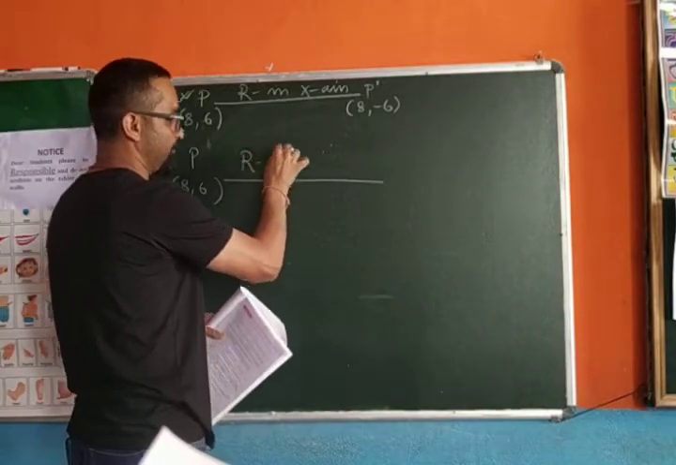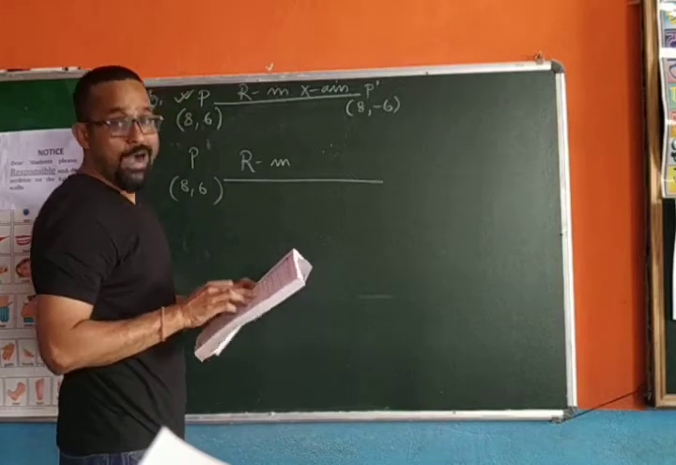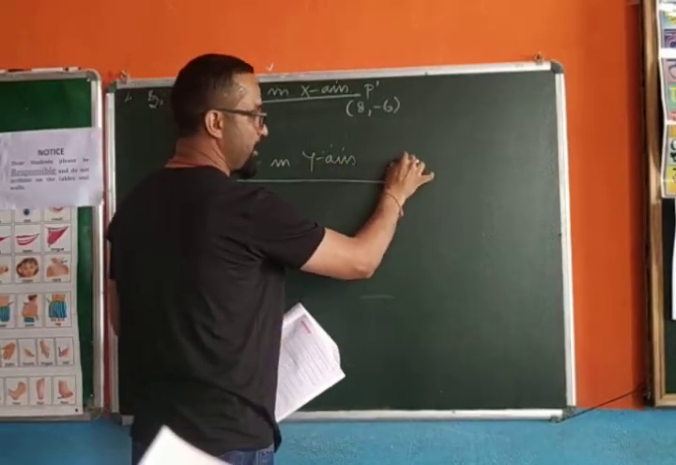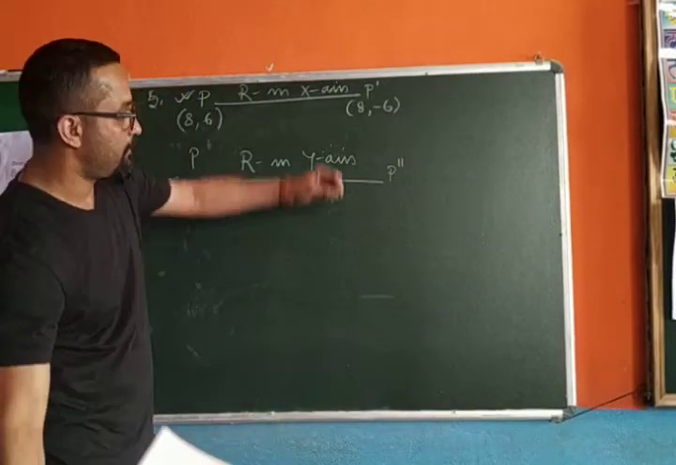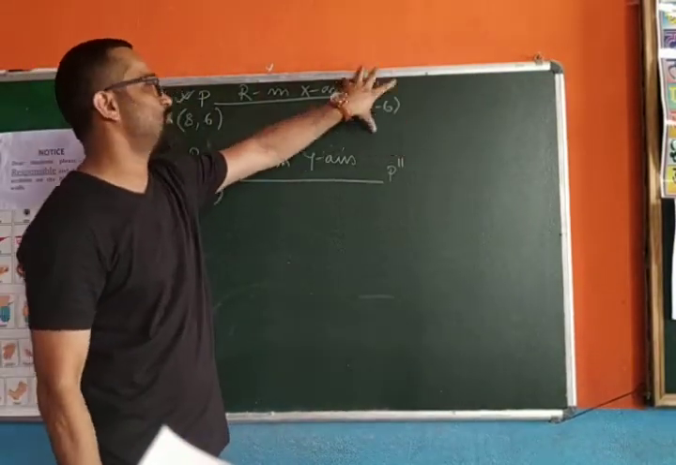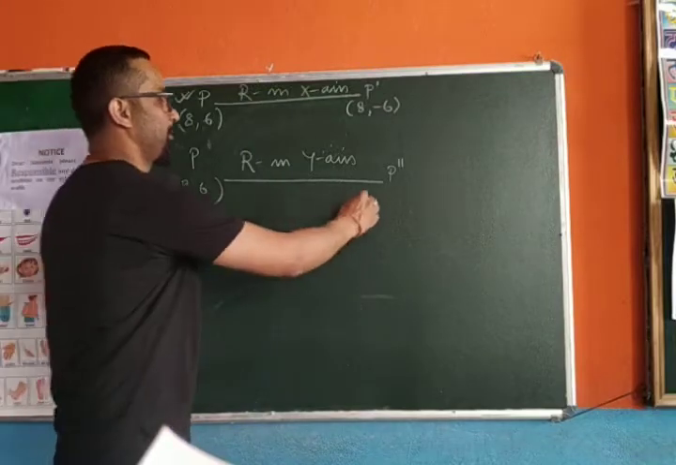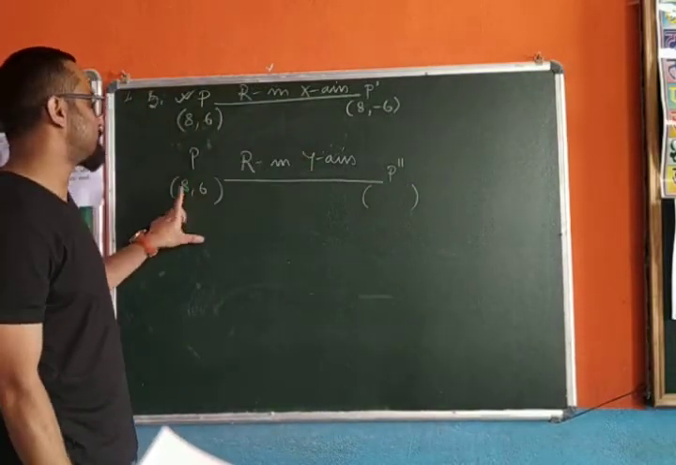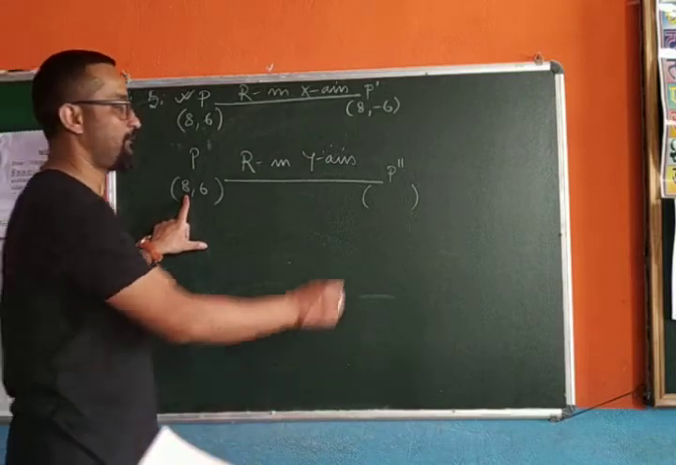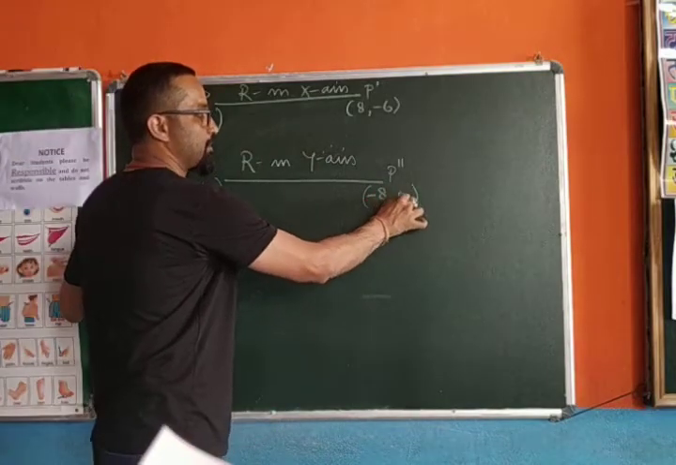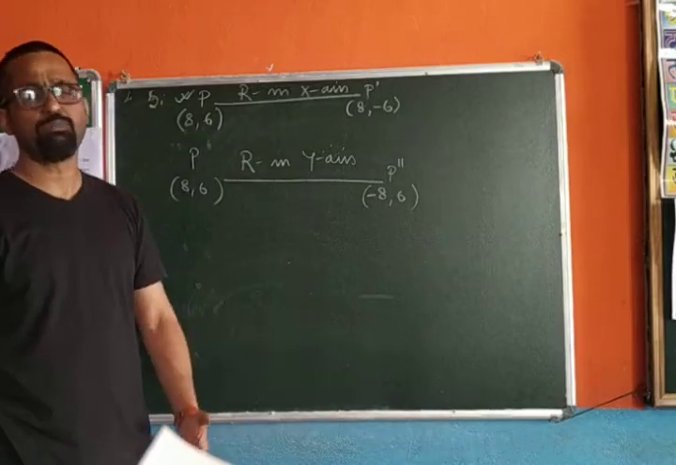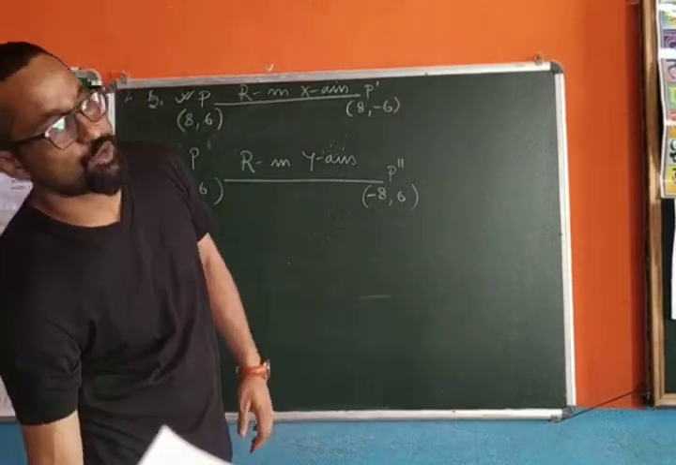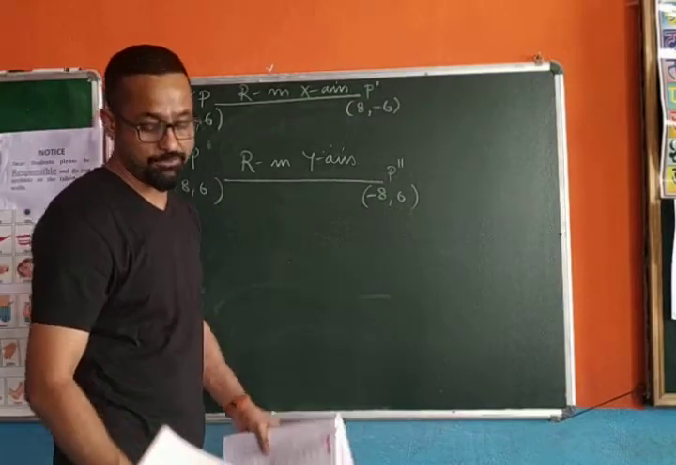Reflects in y-axis. Again you are getting an image. You write P double dash because you have already written dash. When a point is getting reflected in y-axis, change the sign of abscissa: -8, 6. Simple. If you use this concept, you can easily solve the question without any trouble.